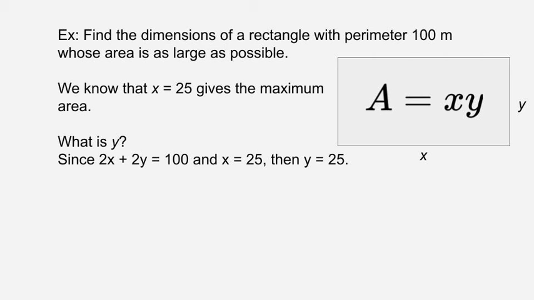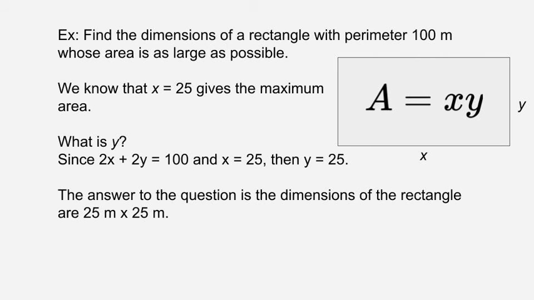And if x is equal to 25 and you plug that into the equation, you'll find that y is equal to 25. And so the actual answer to this question is that the dimensions of this rectangle that give the largest area for a perimeter of 100 meters is a rectangle of 25 meters by 25 meters. And so this rectangle is not just a rectangle, it's actually a square.